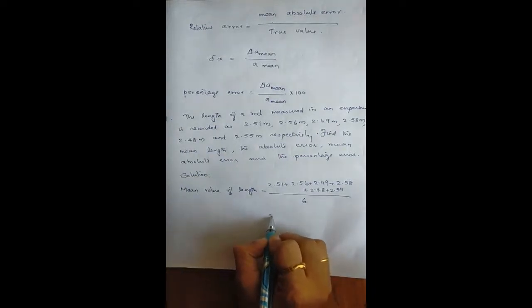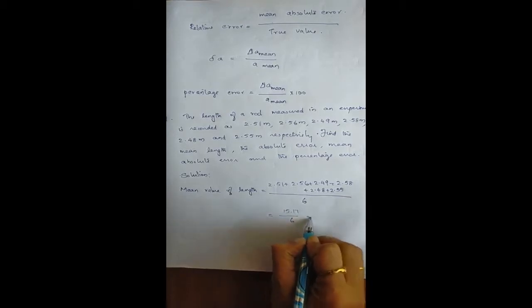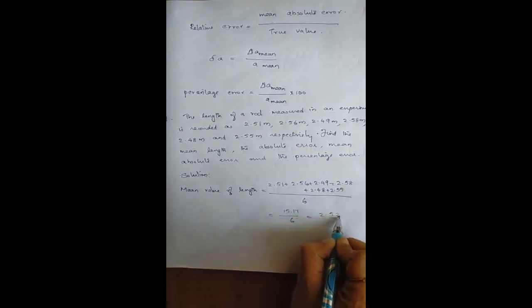That is equal to 15.17 divided by 6, that is equal to 2.5283. So we can write the mean value of the length as 2.53 meter. Since the lengths of the rod have only 3 significant figures, our answer is also in 3 significant figures.